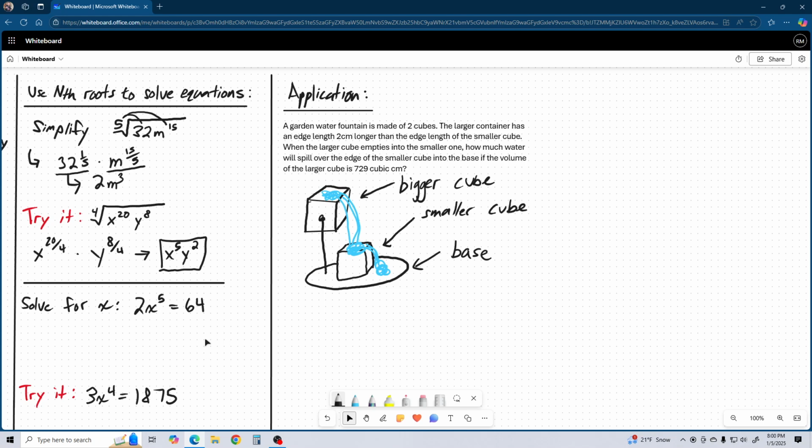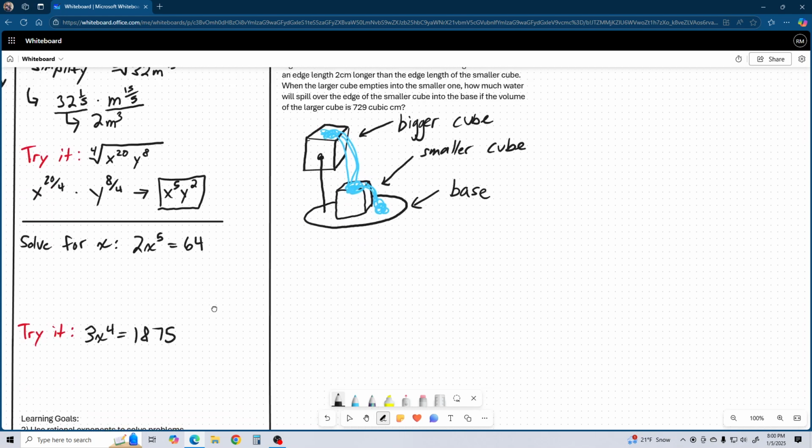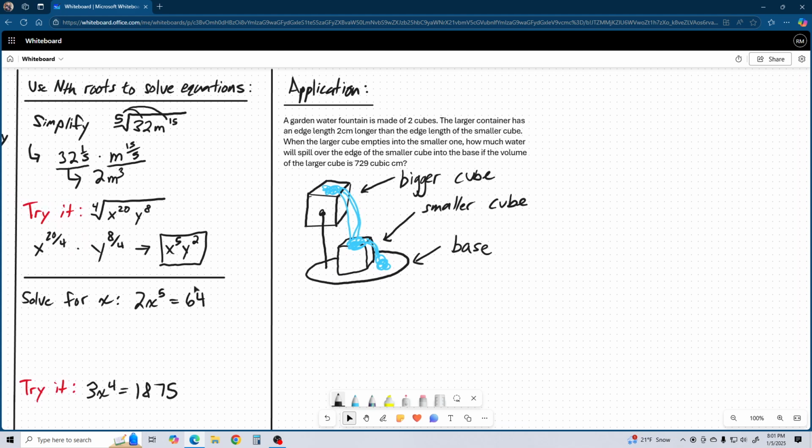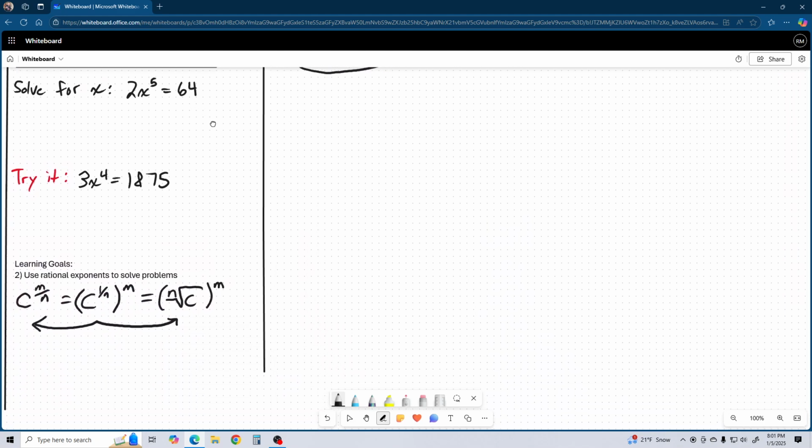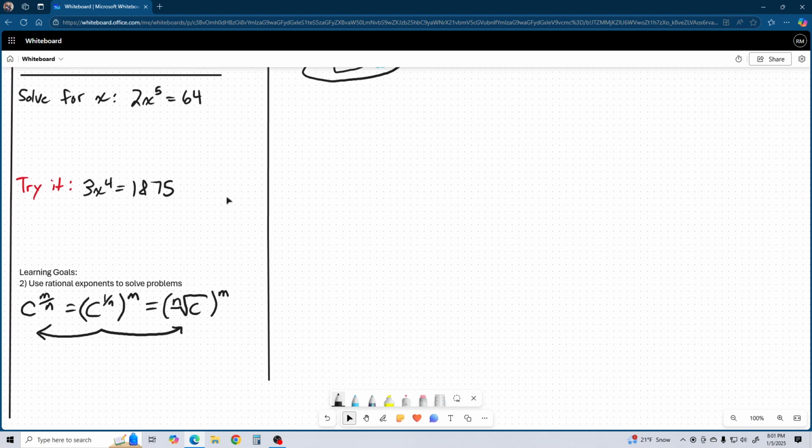All right, so now let's look at it if we are actually solving equations. Before, we were just simplifying expressions. Now we're going to be actually solving equations, so we need to have x equals something. That's the idea. So let's solve this first one: 2x to the 5th equals 64.